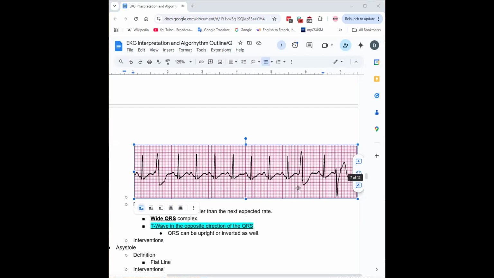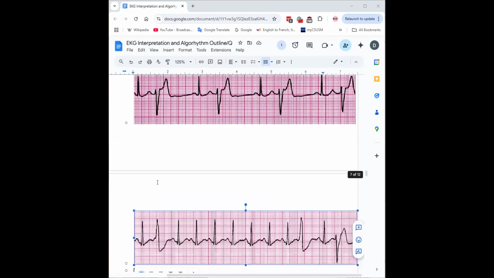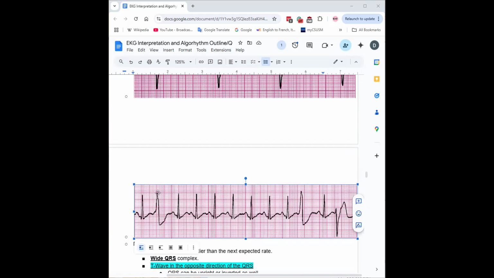Because you can imagine, if you just look at this, if you had a bunch of these happening all at once, you can kind of start to see the tombstone shape start to form. So multiple PVCs in a row can turn into VTAC. And from my own research, more than 5,000 PVCs in 24 hours, and beta blockers. Cool.